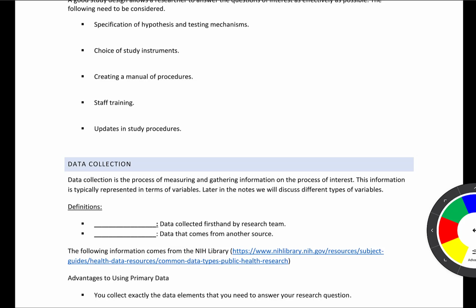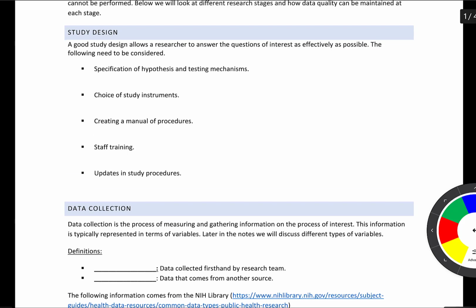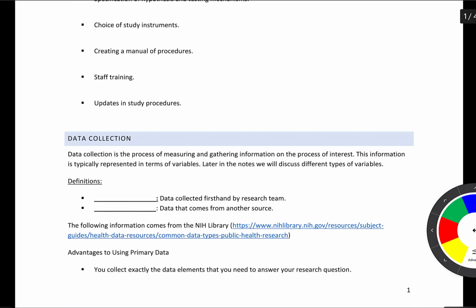So research members need to be notified of pertinent changes to maintain study continuity and avoid any problems. So all of these things need to be considered when designing the study, and part of the importance of all of these is for that data quality. If you have all of these in place, you're more likely to have better quality data.